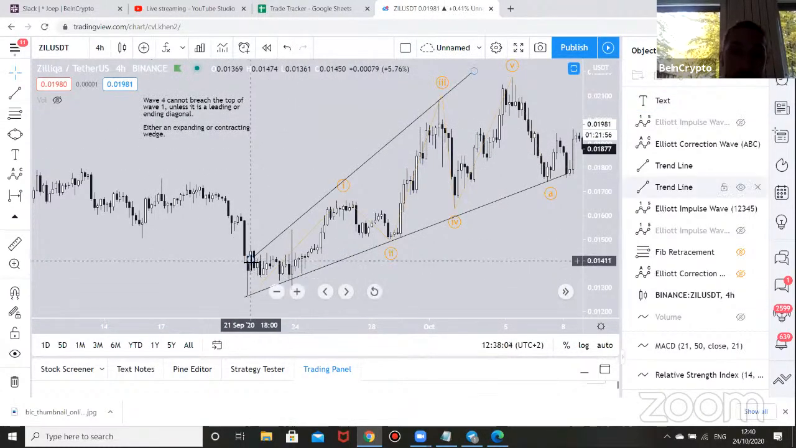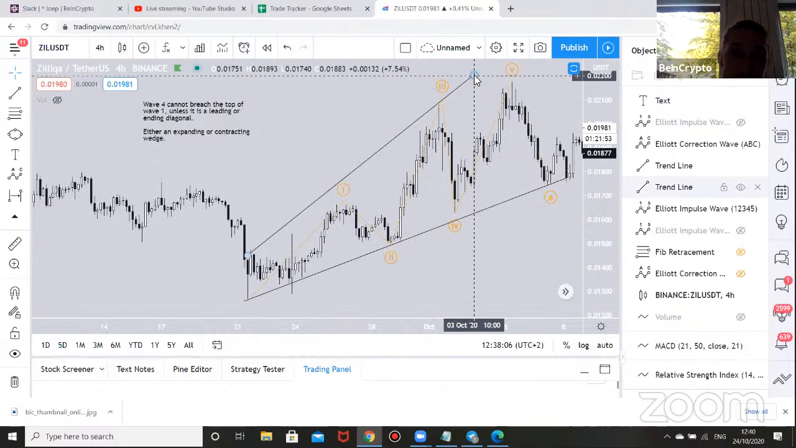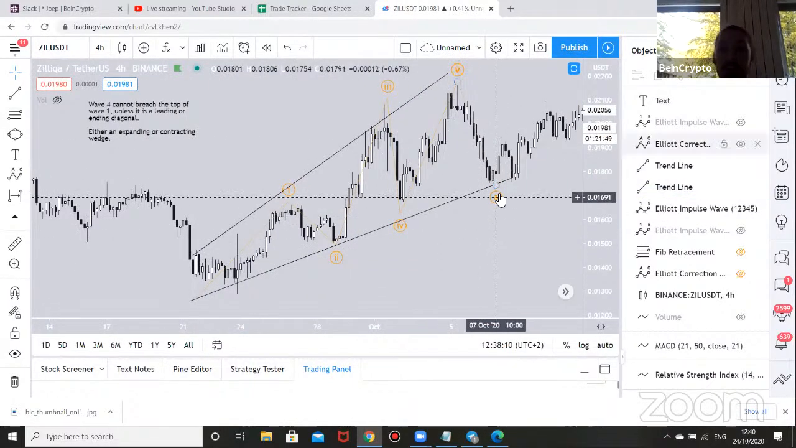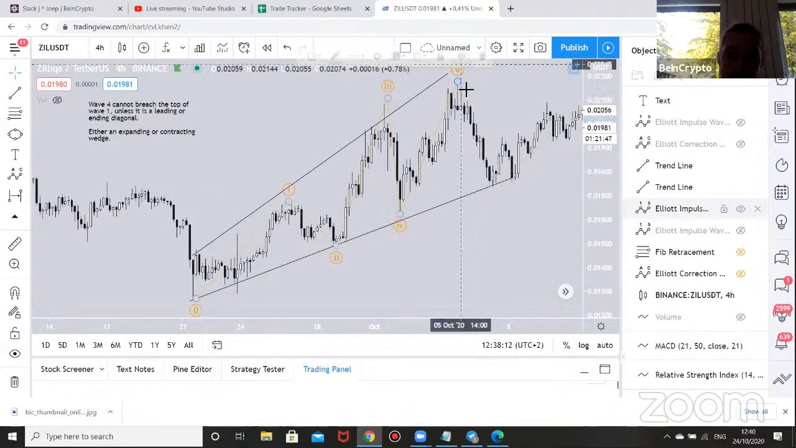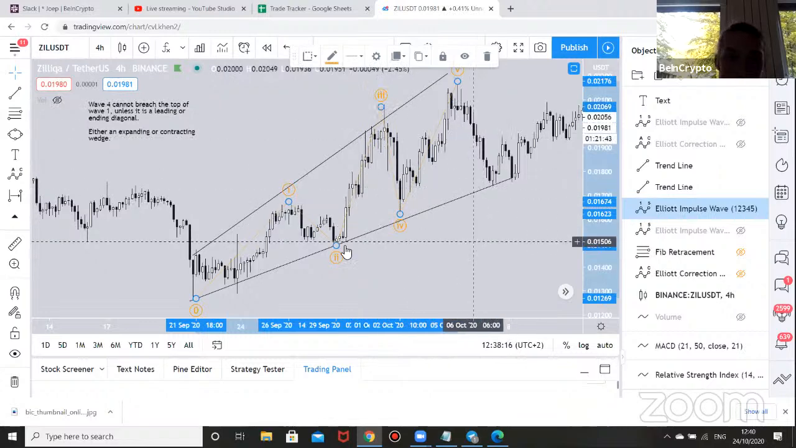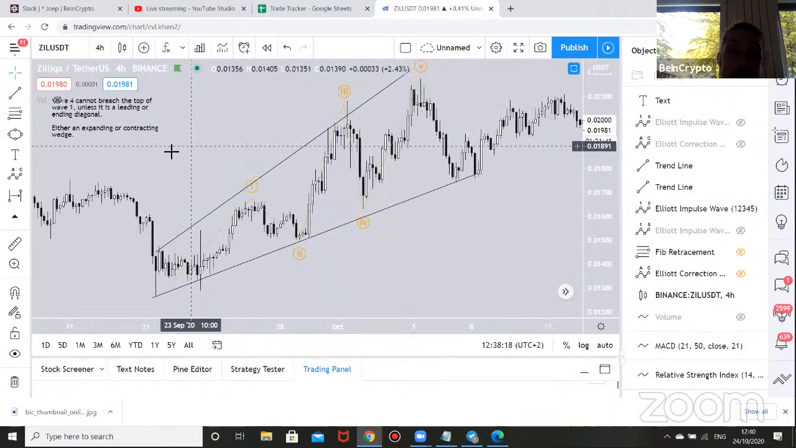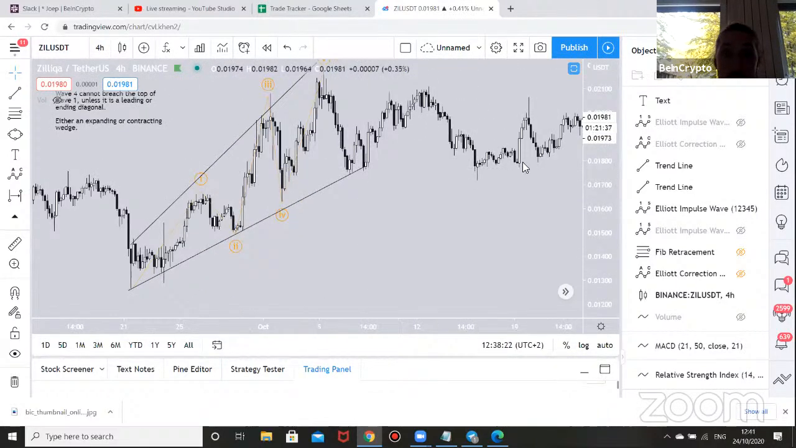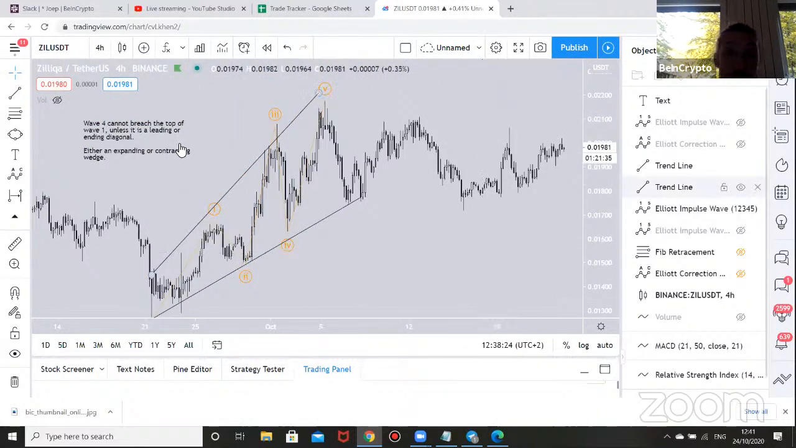In this case, it's an expanding wedge, as you can see here. Now, these aren't extremely common, so I'm not entirely confident in this count. I have mapped it out, but I'm not sure if this is the correct count. But yeah, you have 1, 2, 3, 4, 5 expanding wedge, price breaks down from wedge afterwards.